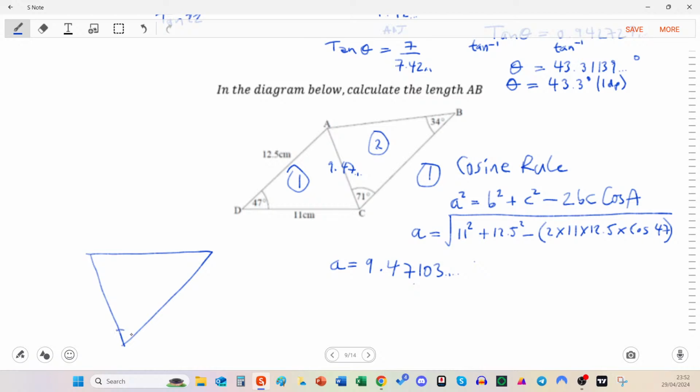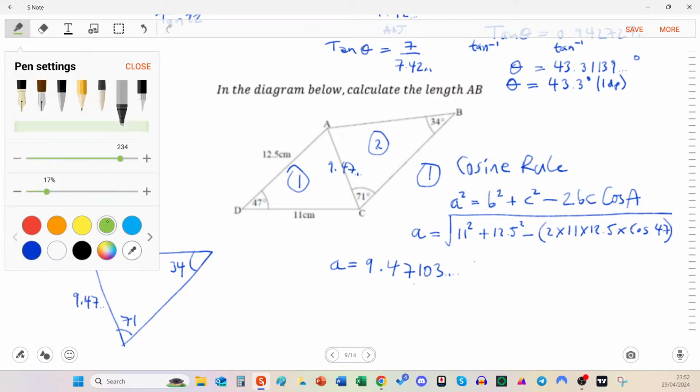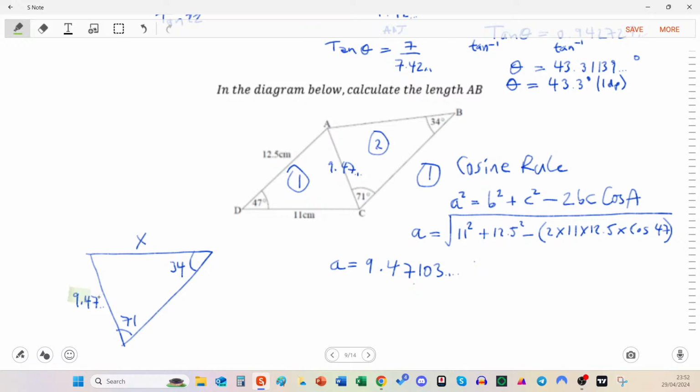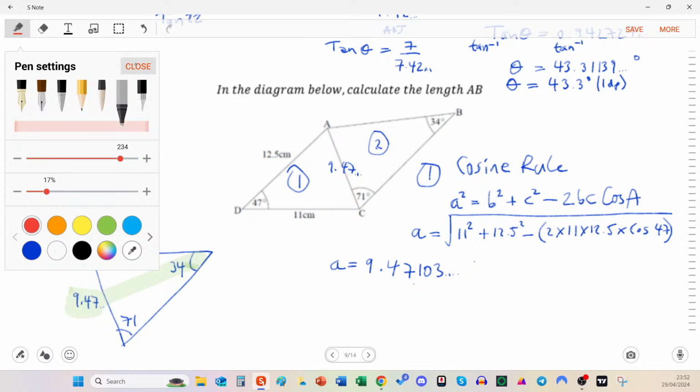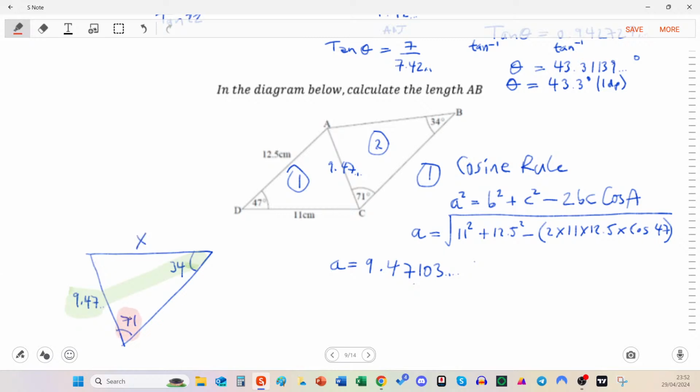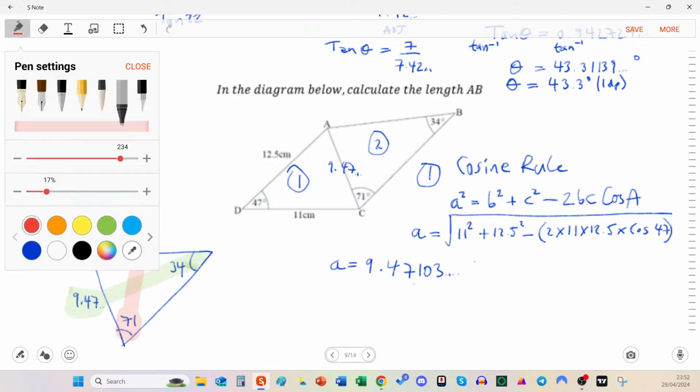Okay, let's label what we got. 71, 34, and we have the opposite there, which is 9.47, etc. And we want to find this one here, x. So this is classic sine rule, and I'll tell you why. Sine rule is dependent on pairs. So we have a pair of information here and here. And although we don't know one of them, this is still a pair of information here. And out of those two pairs, one thing is unknown.